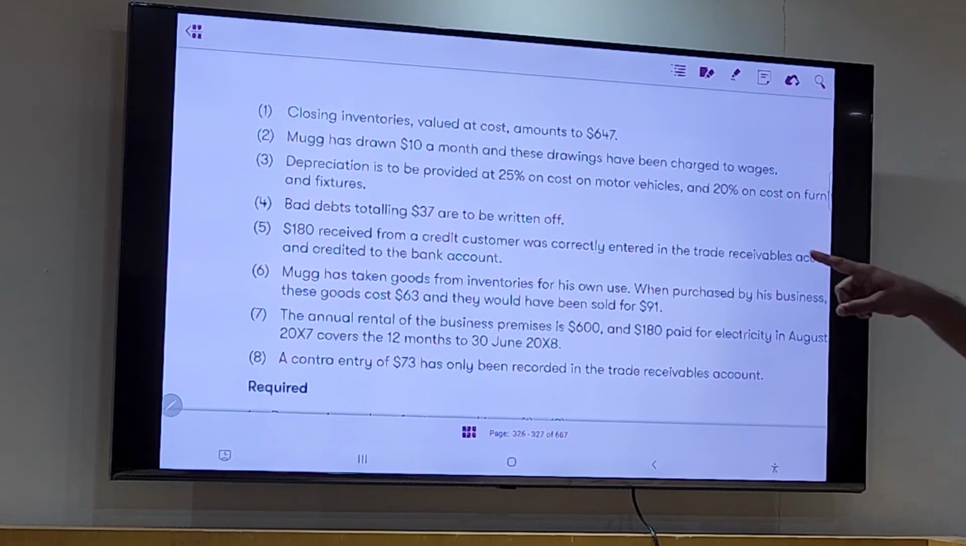Can you please read the second statement, number 2? Mug has drawn $10 a month and these drawings have been charged to wages. So this bookkeeper, the owner's money, he thought it's a salary. Can owner's money be salary? Or owner taking money for home, can you consider that as salary? No. So if the bookkeeper has considered it as a salary, what will happen to your P&L? You will increase another 120 more expense. Correct or wrong?